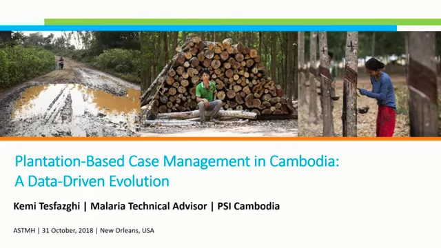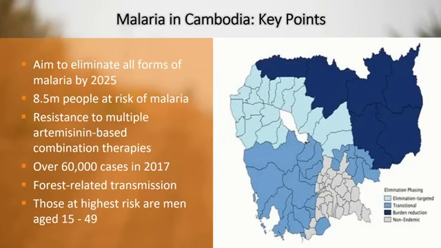So a few facts about malaria in Cambodia. You might have heard over the last few days that we aim to eliminate malaria by 2025. There's about 8.5 million people at risk, and there's widespread resistance to ACTs. In 2017, we had over 60,000 cases, and increasing this year. And malaria is forest-related, with those most at risk being men aged 15 to 49.